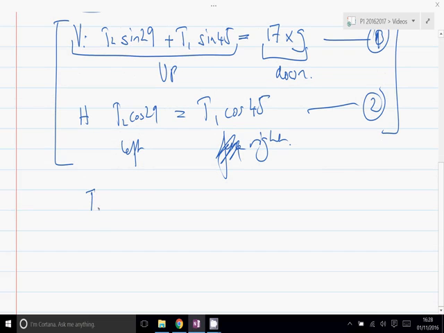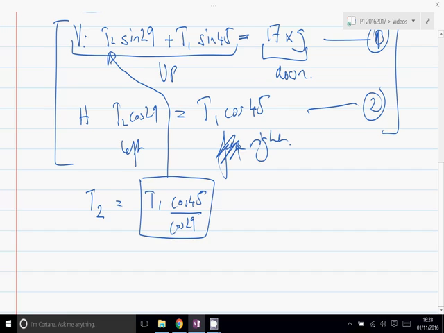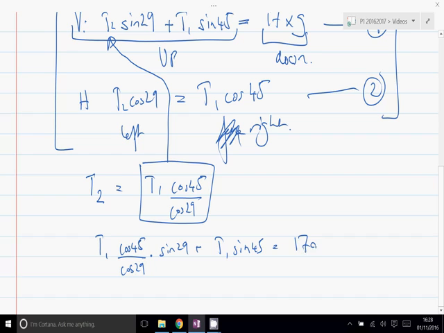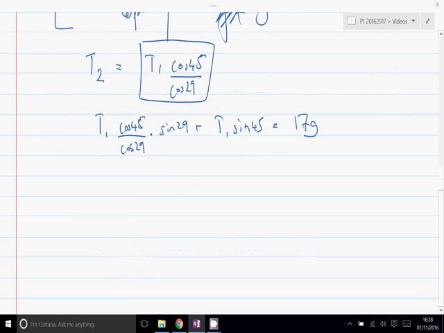So T2 is equal to T1 cos 45 over cos 29. See that? Very simple. So I'm going to take that and put it up there instead of T2. So T1 cos 45 over cos 29 multiplied by sine 29 plus T1 sine 45 equals 17G. So now I'm just going to do the calculations. It's pretty simple. So I've got T1, the first one here is cos 45 times sine 29 divided by cos 29.